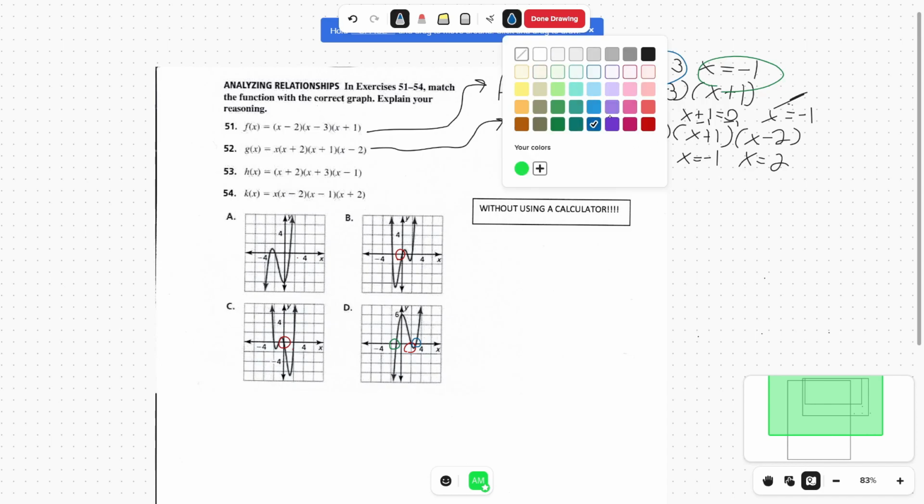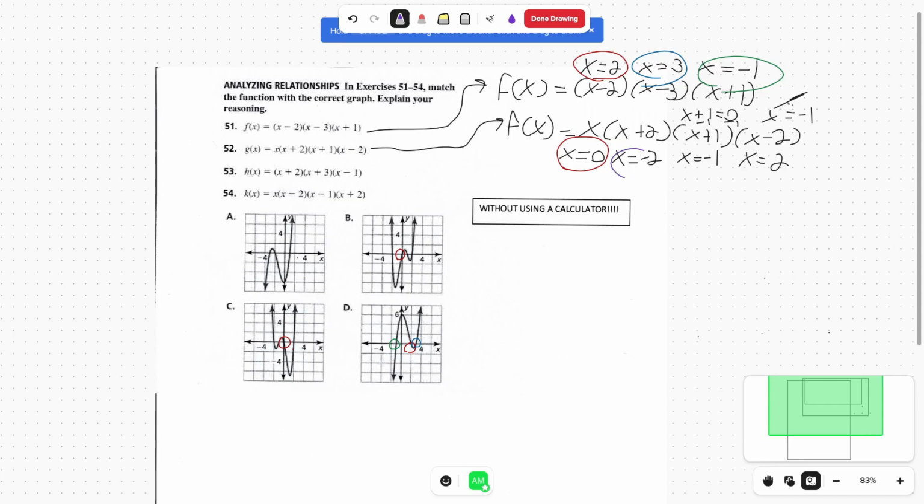We'll make it purple, just because we're going down a list. Anyways, x equals negative 2. C has it. B also has it. So got to keep looking. X equals negative 1. B does not have that, so we'll draw a big old X right there.